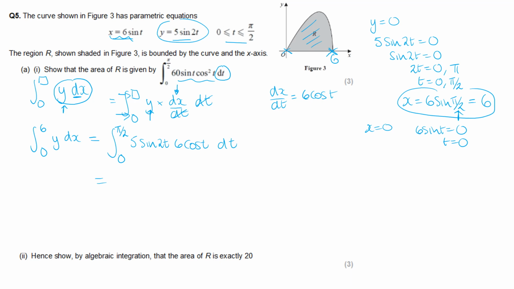Okay, so how are we going to get this here? We just need to use our double angle formulae. So we're going from 0 to pi by 2 of 5. Sine 2t is 2 sine t cos t, and then times 6 cos t dt. And when we sort all that out, we're going from 0 to pi by 2 of 5 times 2 times 6, which is going to be 60. We're going to have sine t cos squared t.